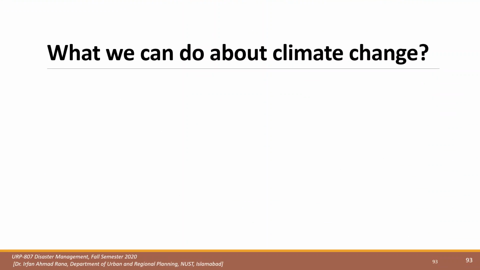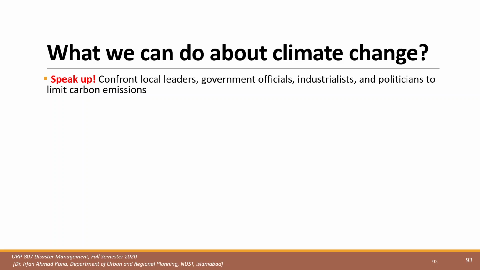So that brings us to another question: what can we do about climate change at an individual level? Firstly, the first issue is to accept that climate change is happening and confront our local leaders, government officials and politicians to limit carbon emissions in the country. So that will ultimately lead towards sustainability or reduced impacts of climate change. So we must start mitigating climate change.